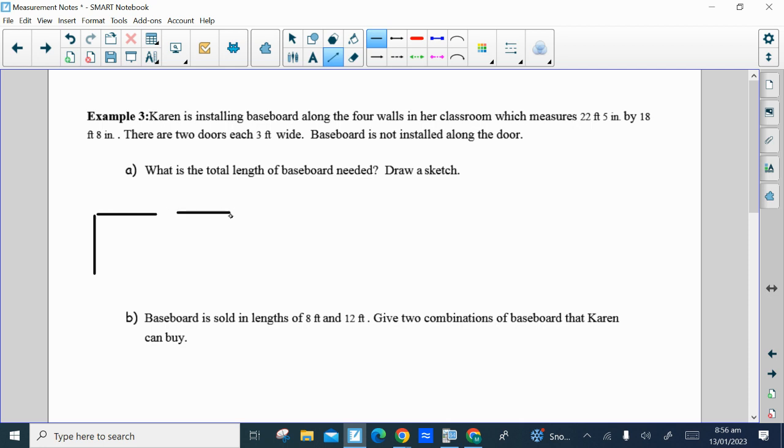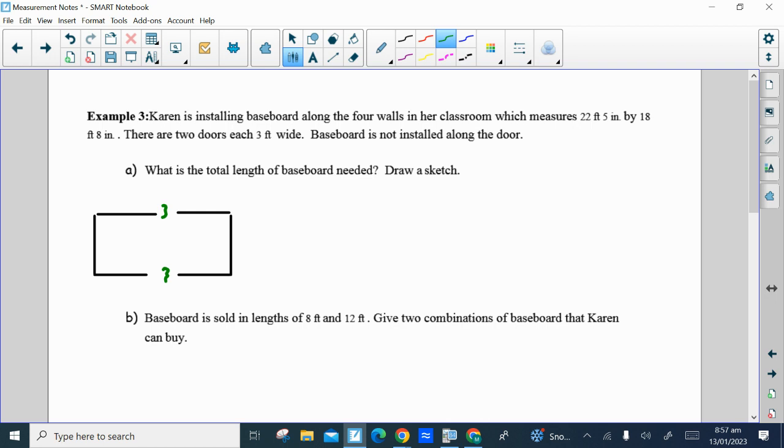And normally they wouldn't be on the same wall. Technically, they don't even have to be on opposite walls. You could have one on the length, one on the width. It doesn't matter. Right, so there would be a sketch of this. And remember, where we're told that the doors are 3 feet wide. So that's a 3-foot gap there. That's a 3-foot gap there.